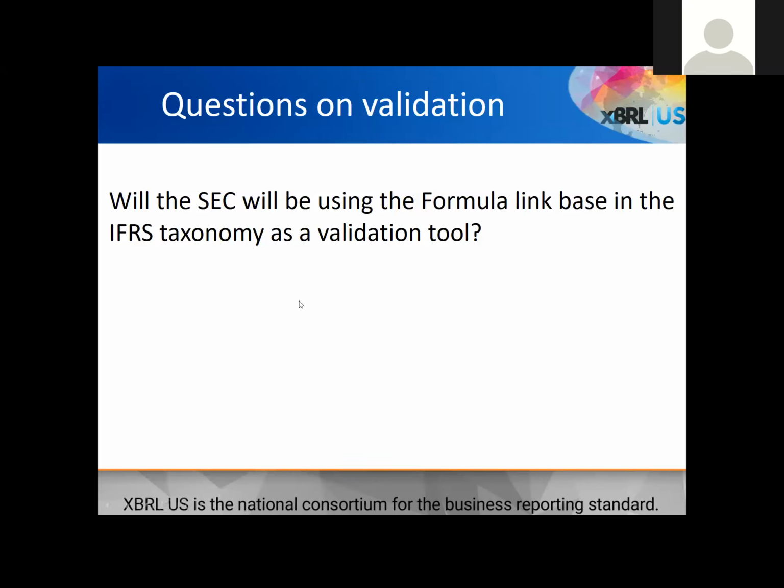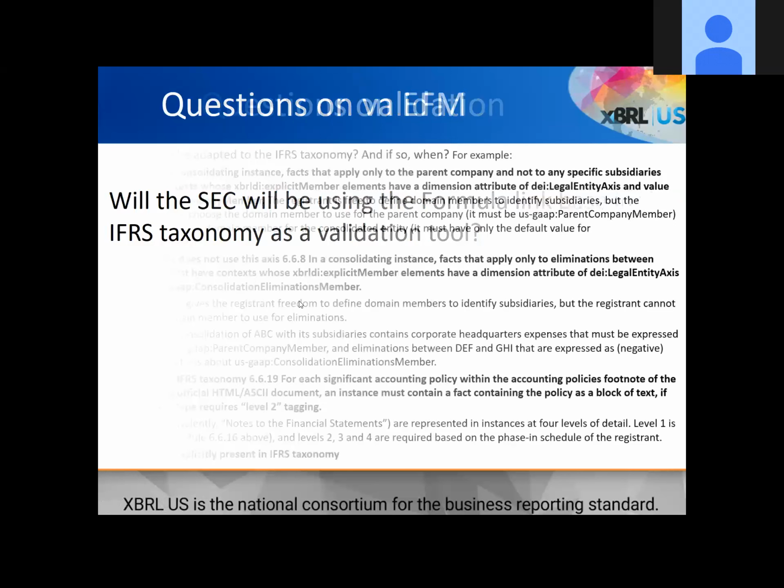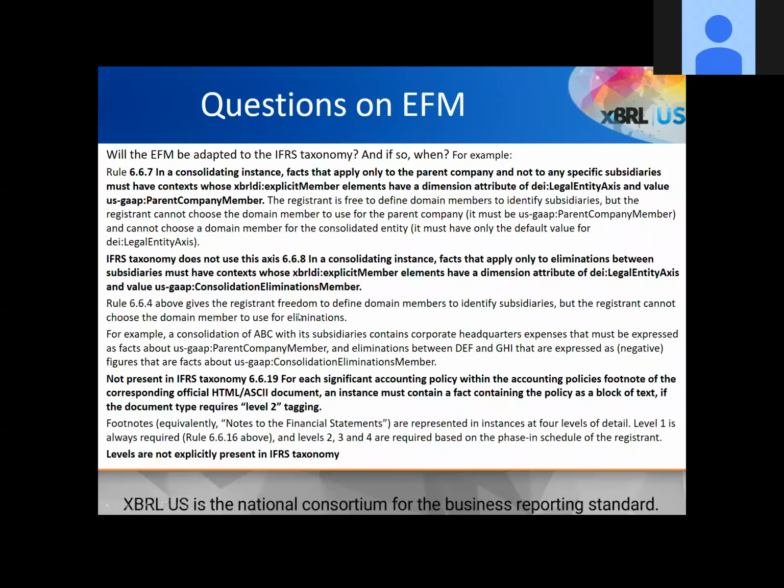Okay, thank you, Walter. Moving to the next question, and this is a lot of text, but basically the gist of this question is there are specific EFM rules which refer to specific elements in the US GAAP taxonomy, and the question is, will the EFM be adapted to the IFRS taxonomy for these?